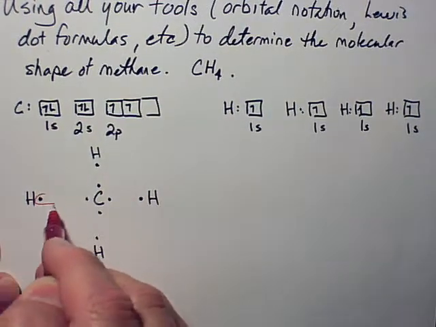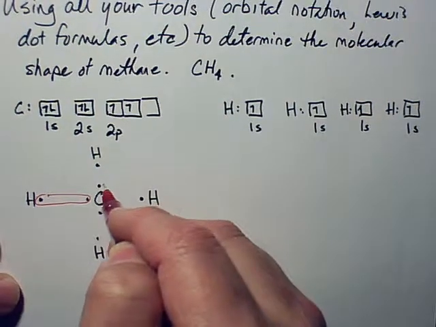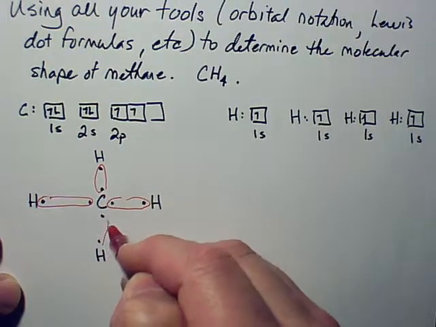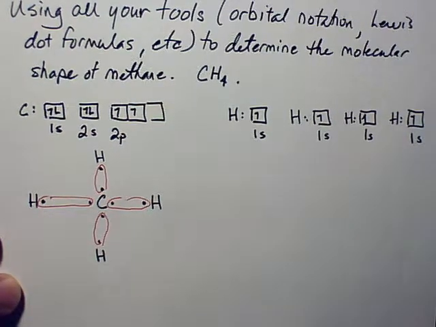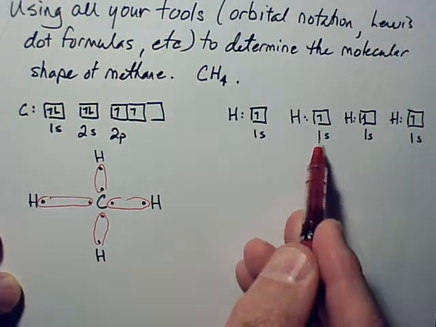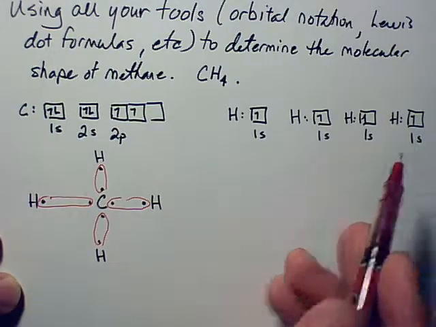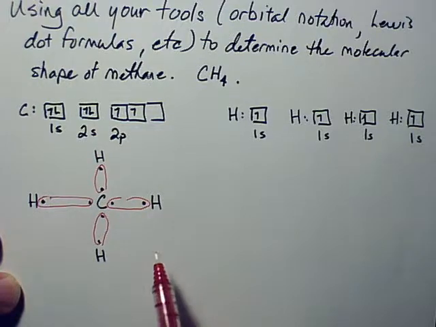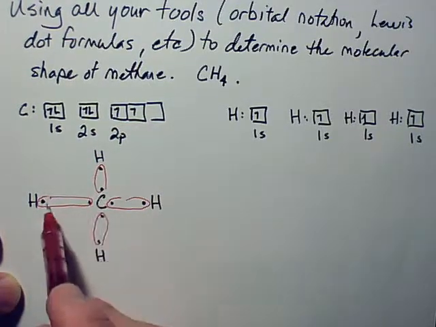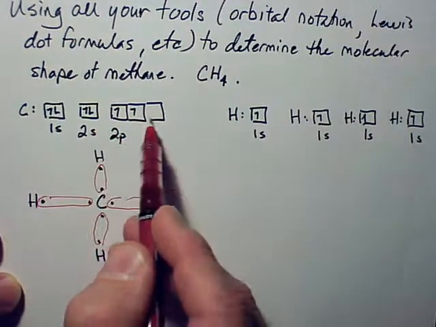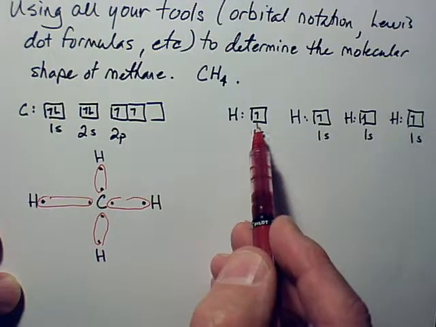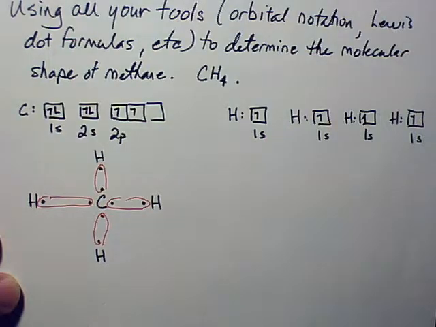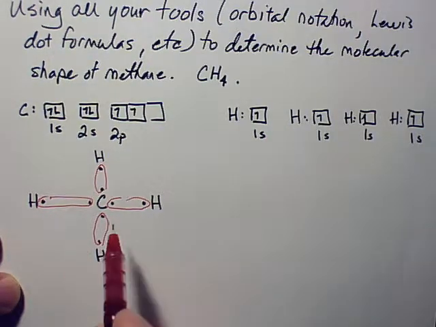So we're going to share these 2 electrons here, and share these 2 right here, and these 2, and these 2, and that gives every hydrogen the 2 electrons they want, and gives the carbon the remaining 1, 2, 3, 4 electrons it wants. Carbon then has 1, 2, 3, 4, 5, 6, 7, 8 electrons, and has a full valence level. Hydrogen has 2 electrons and has a full outer energy level called the valence level. So that's our sharing arrangement.